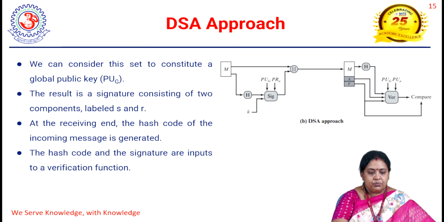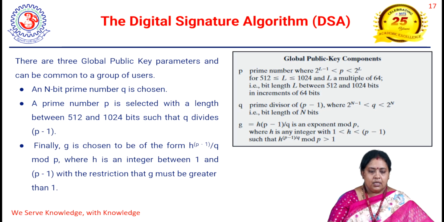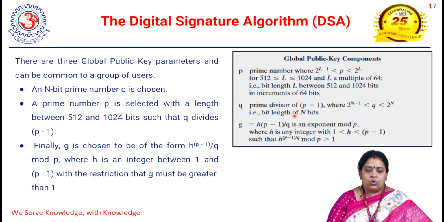Now come to this algorithm. So we discuss the digital signature algorithm. First we will see the global public key components. There are three global public key parameters. One is P, which is an n-bit prime number, another parameter is Q, and finally we calculate G.